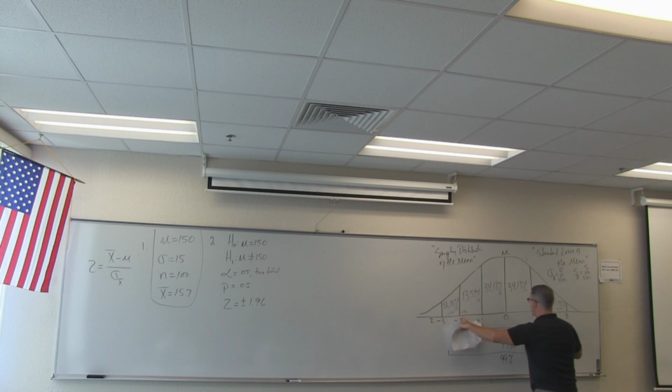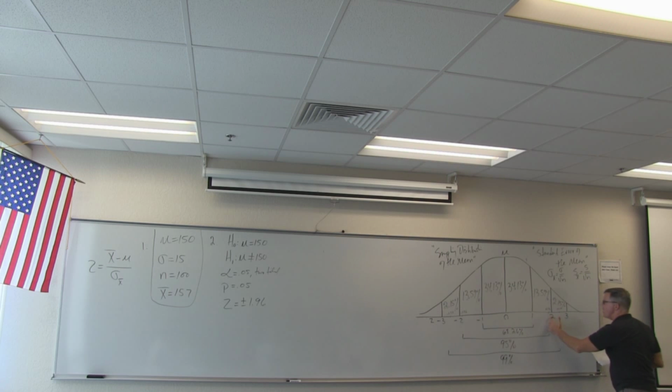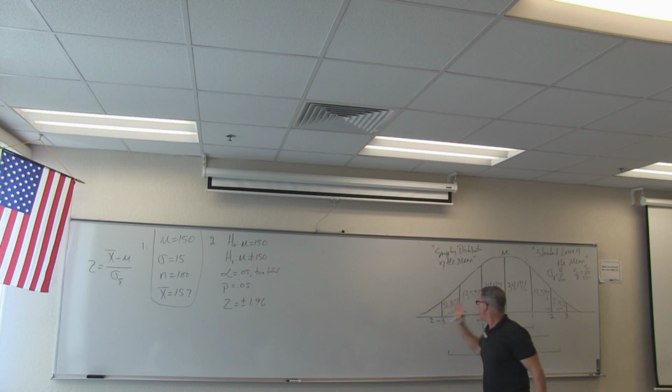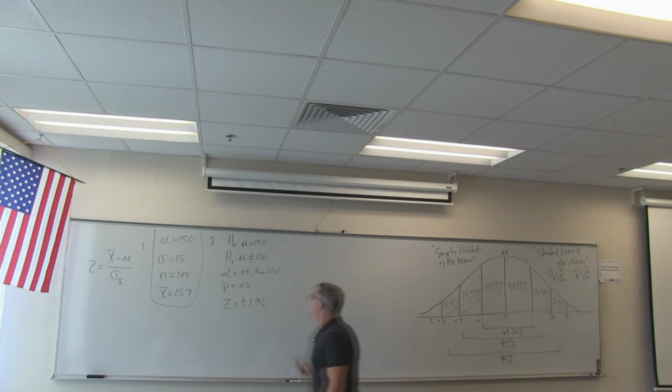The critical values are here and here. 2.5% area this way. We're running a two-tailed test. 2.5% area this way. If you add those two areas together, you get 5%. The p region is cut in half. Half of p is this way, half of p is this way. Add them together, we get 5%. There's a reason why I'm repeating this: because you need to know it, okay?